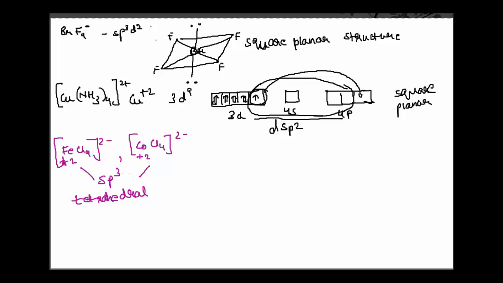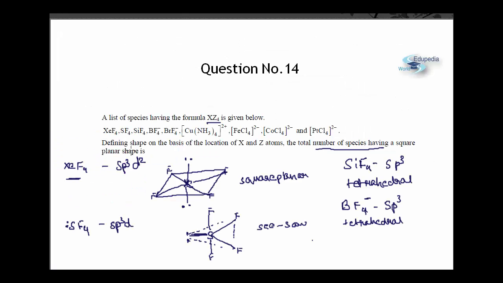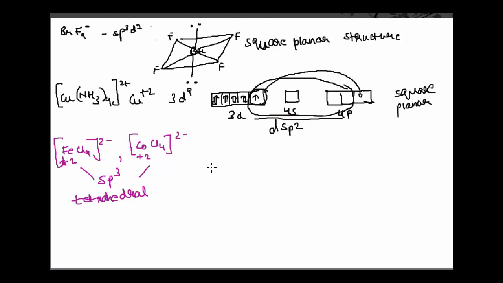How did we decide that they will be tetrahedral in shape or sp3? Because Cl- is a weak field ligand. So they will be outer orbital complexes and pairing will not take place. And finally, if we come to the last one, that is PtCl4 2-. Again, this particular complex is a favorite among IIT JEE paper setters. PtCl4 2- has also been given in NCERT.